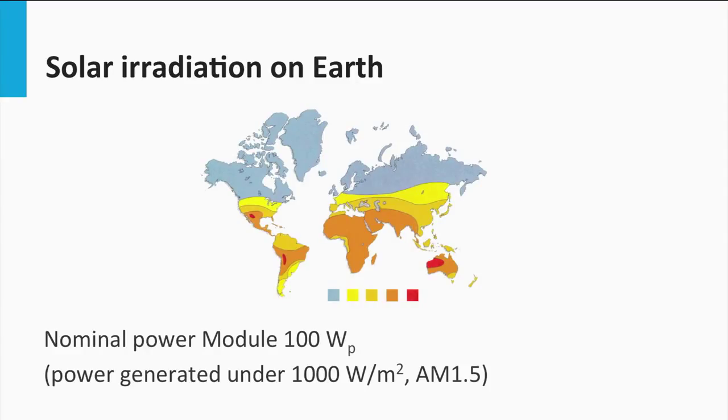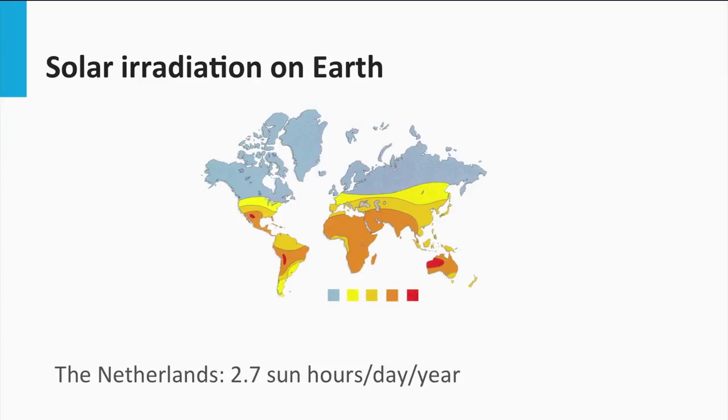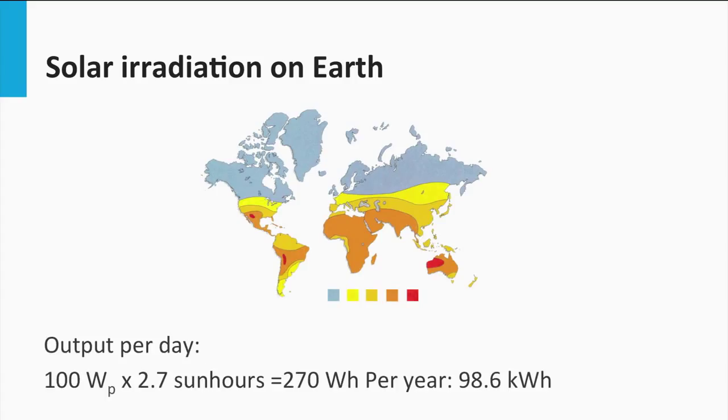How do we calculate the average energy yield of a solar module? Let's take again a module of 100 watt peak. In the Netherlands, the annual average solar irradiance is 2.7 sun hours per day. It means that a module in the Netherlands delivers 100 watt peak times 2.7 sun hours, which is 270 watt hours per day. This equals 98.6 kilowatt hours per year.